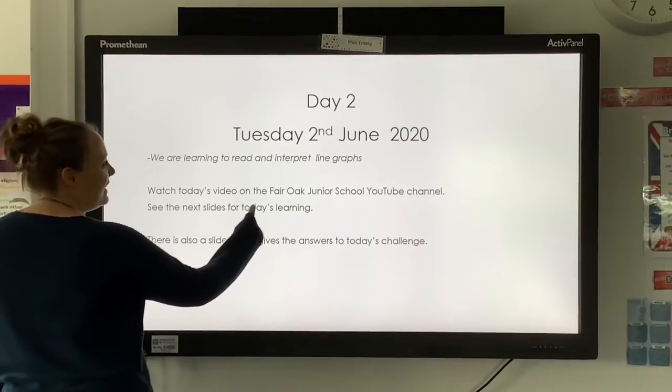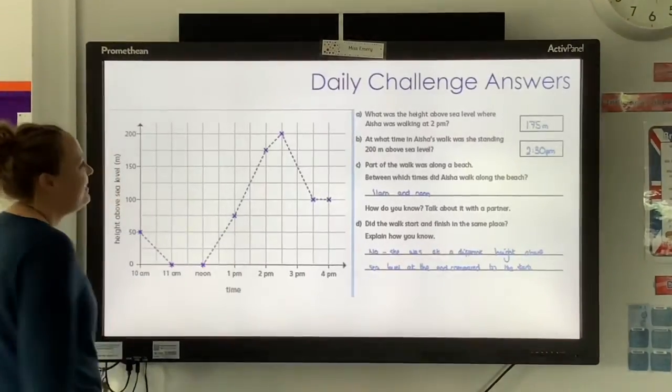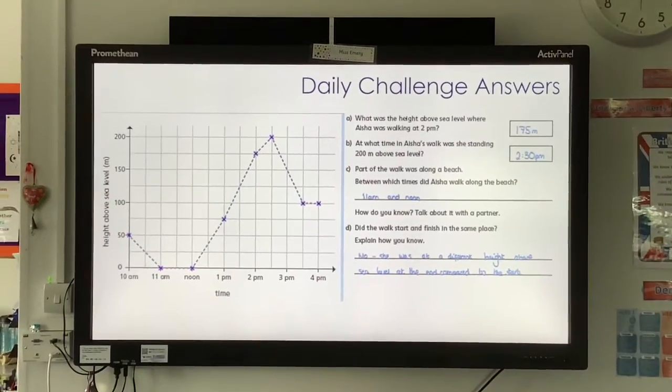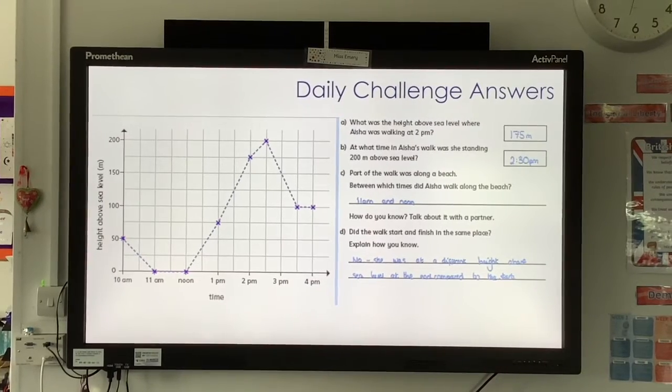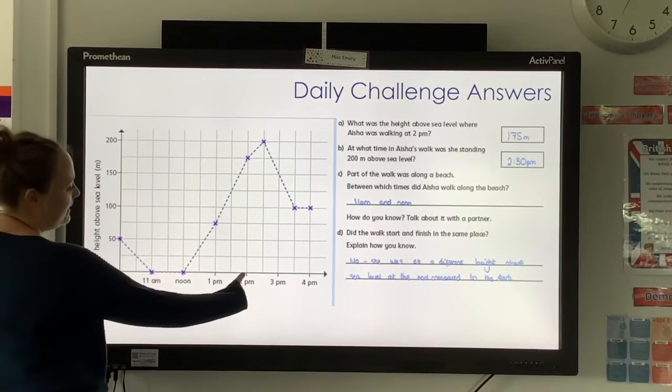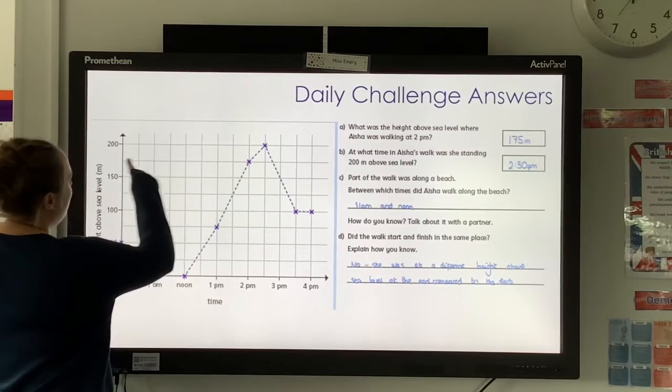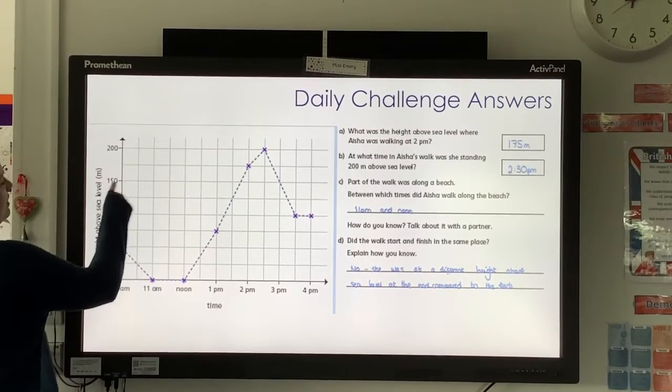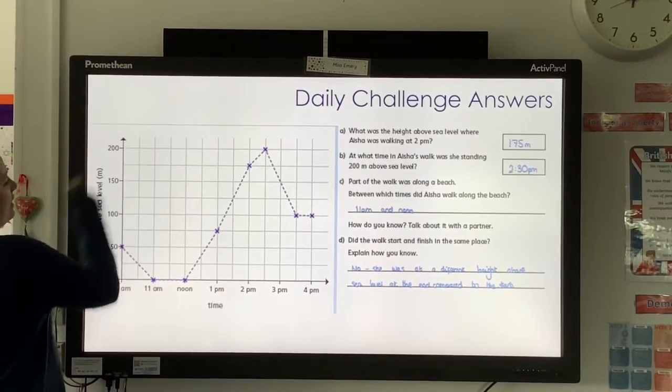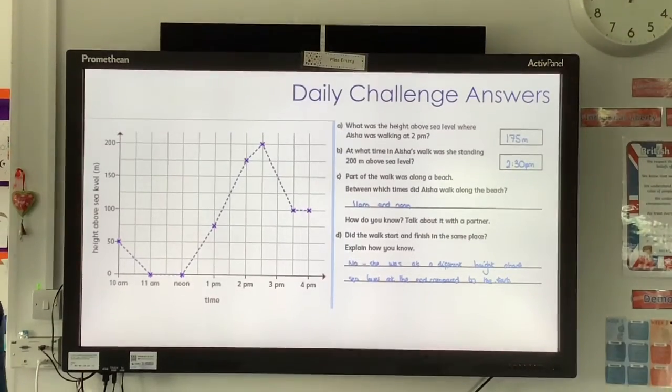Right, reading and interpreting line graphs. So, what was the height above sea level where she was walking at 2 p.m? So we go along the graph until we locate 2 p.m, we go up, and it was between 150 and 200. So hopefully you work that out as 175 metres.